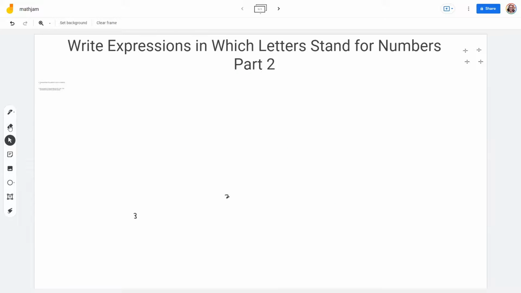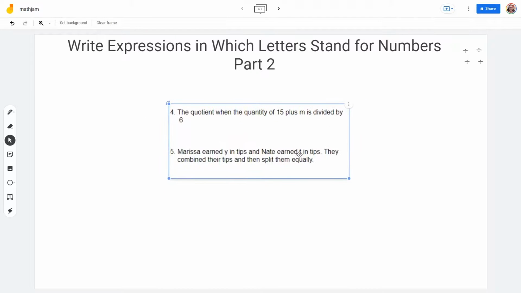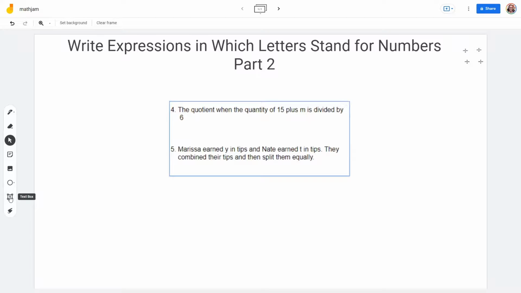Let me just clean this up a little bit. All right, so let's see. So our next set looks like we've just got 2 problems here. And the first one says the quotient when the quantity of 15 plus m is divided by 6. That sounds complicated, but I bet it's not. So the quotient of 15 plus m is divided by 6. So let's go ahead and see how we could do that.